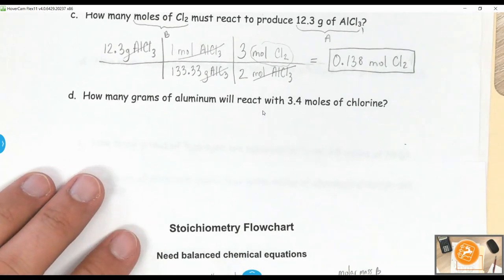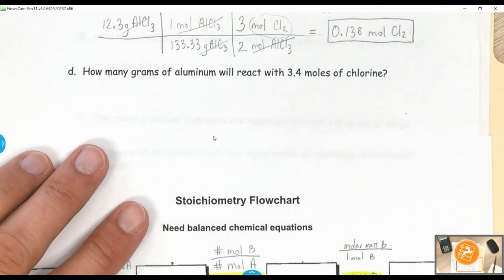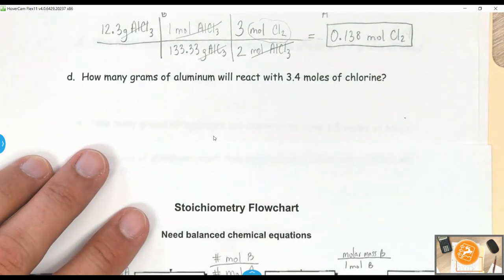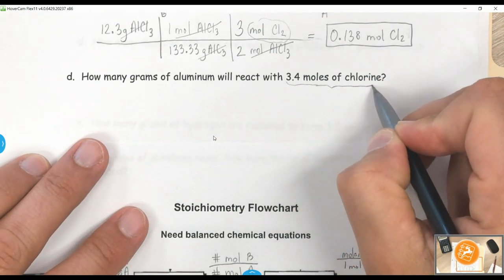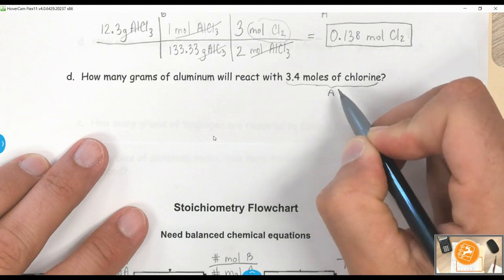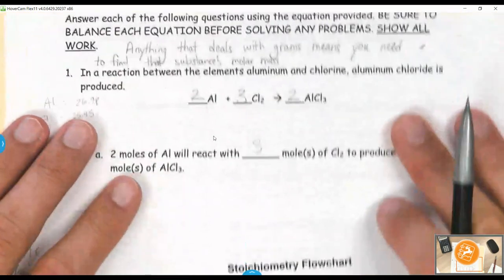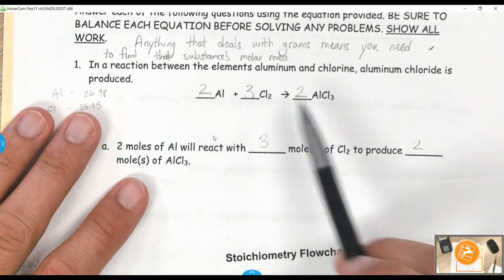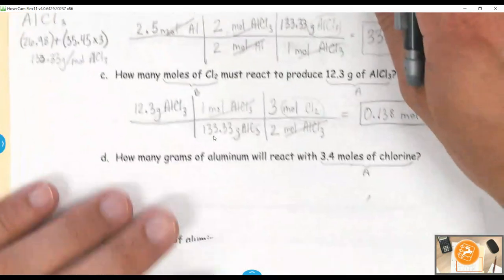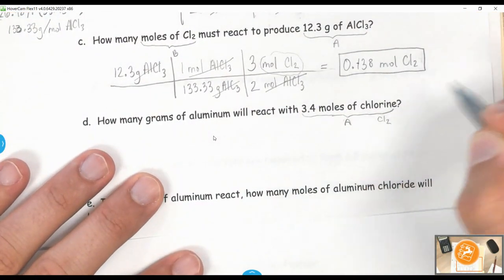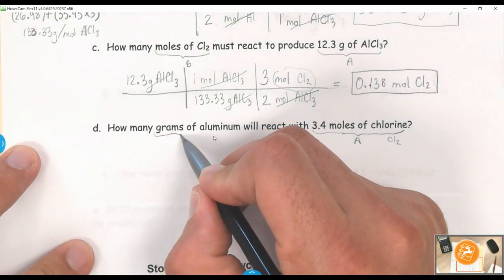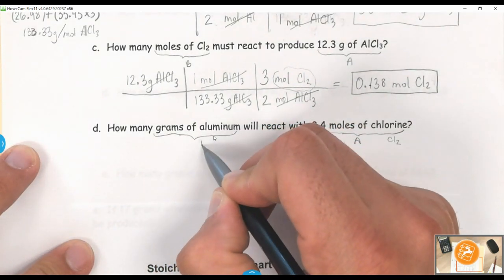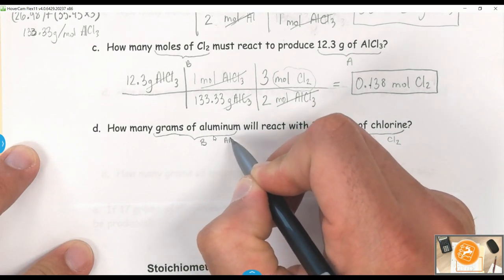All right. Again, what are we given? What is substance A? 3.4 moles, and what is it of? Okay, so what is chlorine in the equation? Well, in the equation, what would I use? Am I using A, Cl2? It has to be Cl2. So I'm just going to write this over here, Cl2. And then what do they want, or what are we looking for? Grams of aluminum, which would be B. And obviously, hopefully, we all know that it's Al.